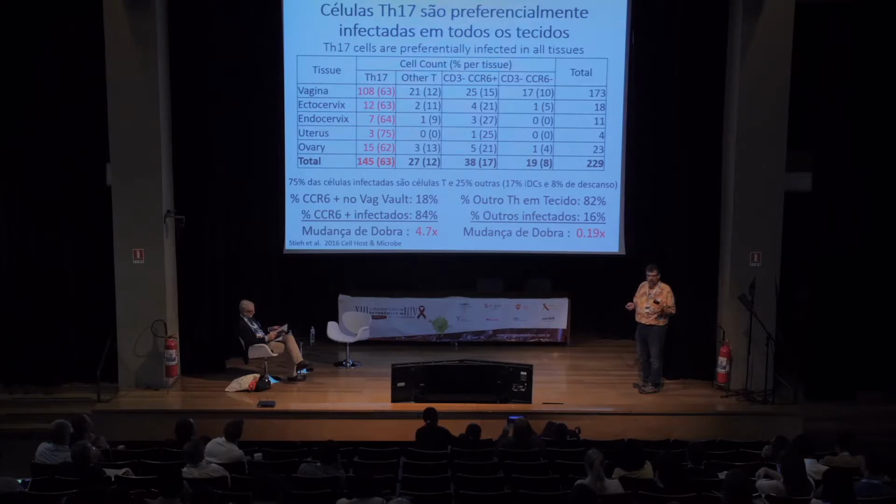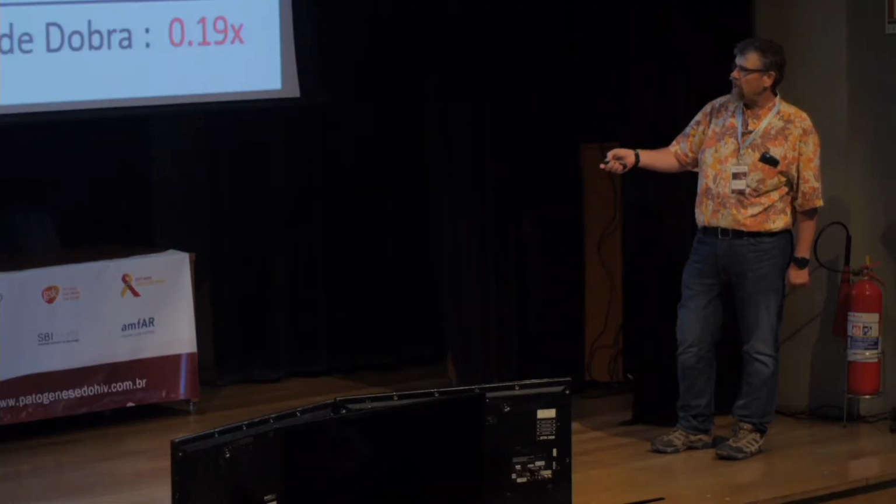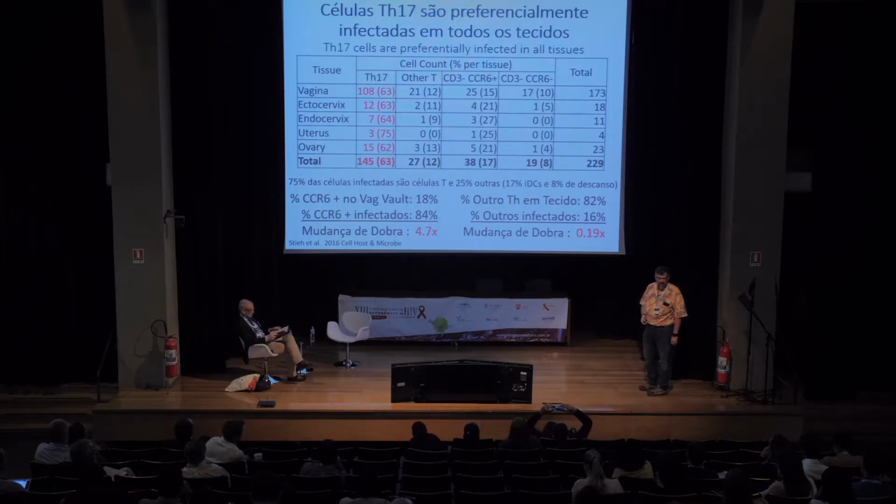So we then went on to try to phenotype the cells that are being infected, in all of these different tissues. And really what we find is that Th17 cells are the primary target. So even though they only represent 18% of the T cells present in these animals, they represent 84% of the T cells that are being infected. So there's a five-fold enrichment with the SIV.